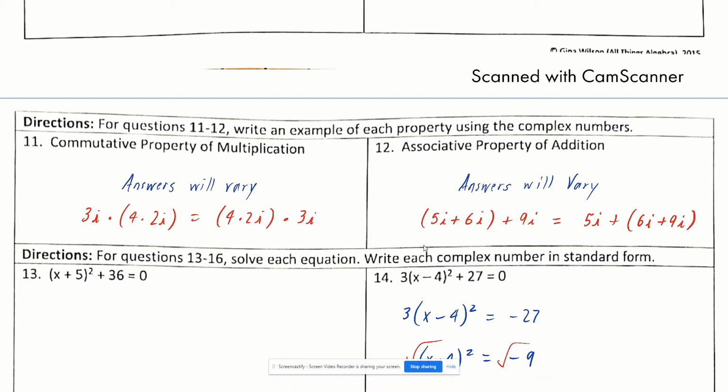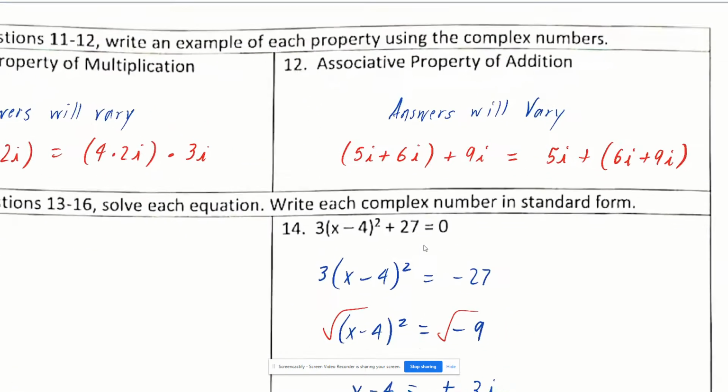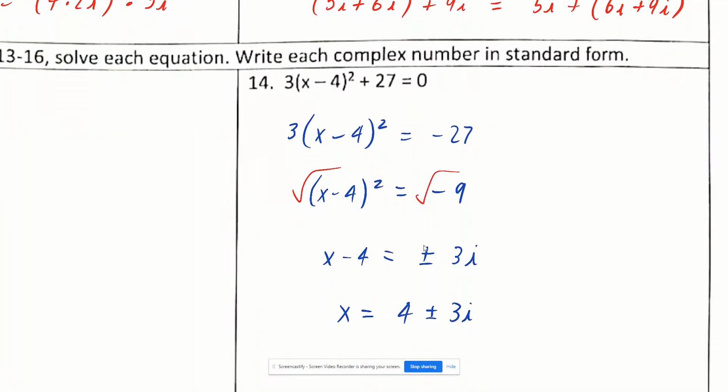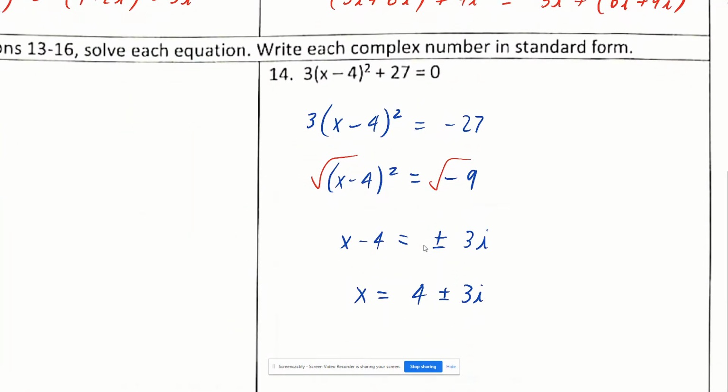That's commutative property. The next one, number 12, is associative property. Associative property is the way it associates. It's grouping. How is it grouped? If you notice on number 12, the way I did it is I first grouped 5i and 6i, and then I added 9i, where on the other side, I grouped 6i and 9i, and then added the 5i. So my grouping changed. That is associative property. So yours is going to look different than mine probably, but it needs to be similar in the way it's set up. Okay, the last 2 that you're supposed to do were solving by taking the square root, just like we've been doing the last couple of days.